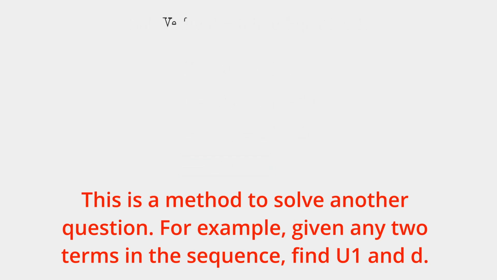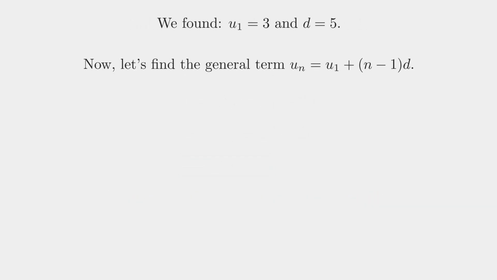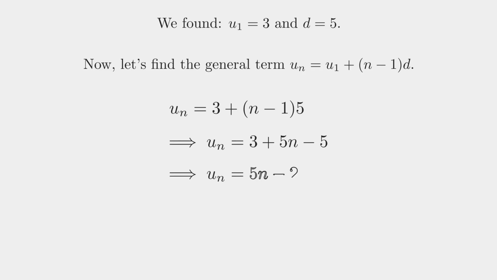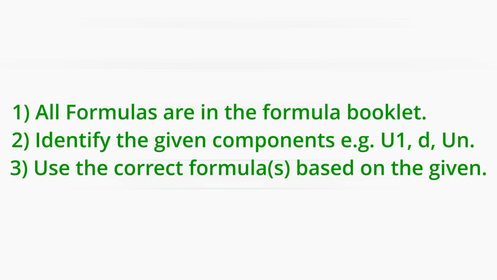Now that we have U1 and we have D, we can find the general term. Un is equal to U1 plus n minus 1 times D. So we have Un is equal to 3 plus n minus 1 times 5. Simplifying this will give us Un is equal to 5n minus 2. Please remember that all the formulas for the arithmetic sequence are in the formula booklet. So all you have to do is identify the given components and then use the general formula from the formula booklet to solve the question. Depending on the question, we would know which formula to use.